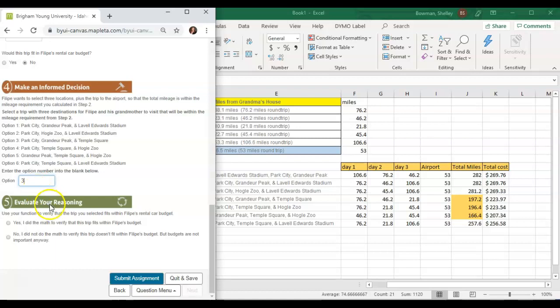Next, evaluate your reasoning. Use your function to verify that the trip you selected fits within Philippe's car rental budget. Oh, we already did that. We're here. Just got ahead of ourselves. And so yes, it does stay within his car rental budget.